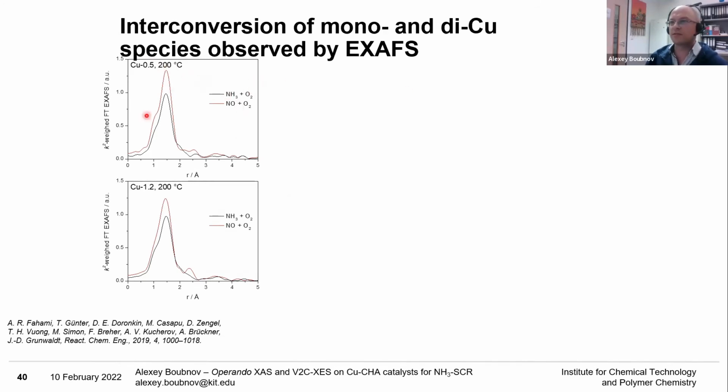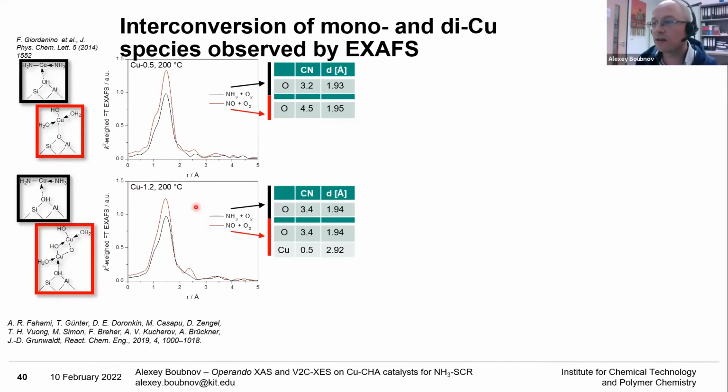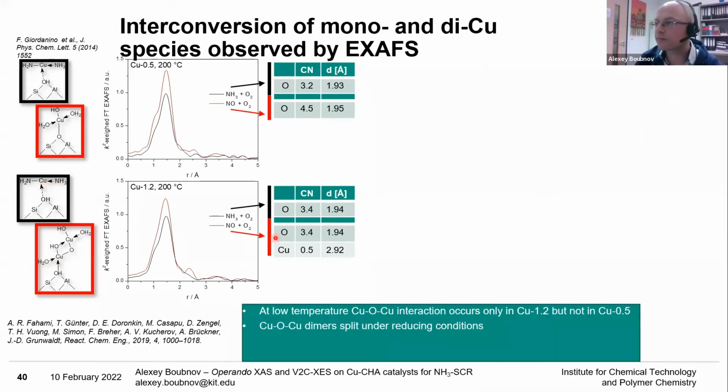So at 200 degrees for the lower loaded copper and the higher loaded copper, under oxidizing conditions and under ammonia containing conditions, we have these monomers for the lower loaded catalyst, and we see only the copper oxygen shell with basically no further neighbors. Once we go to the higher loading and go to the oxidizing conditions, we see this second metal-metal shell, which can be analyzed as a copper-copper interaction, giving us the conclusion that we have dimers. But once we introduce ammonia, these dimers are split up into monomers and are being poisoned. So this is what we have at lower temperatures.